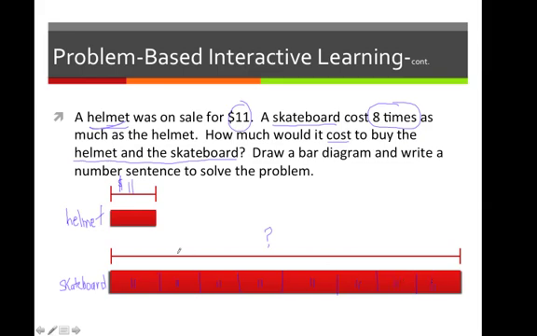Okay, so there are 8 11s. 8 groups of 11 equals 88. $88 is the cost of the skateboard.